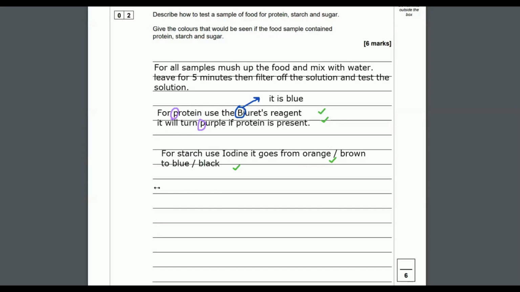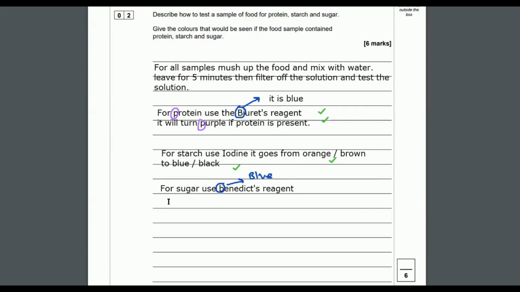Now the sugar is slightly more complicated. For sugar, we use something called the Benedict's test, or Benedict's reagent. You can say do the Benedict's test, do the Benedict's. Now, just like Biuret's, handily for us, Benedict's begins with a B and it's blue. If you want to say what color it is at the start, normally they don't give you marks for saying what color it is at the start. They want to know the color it goes with a positive result. But anyway, it's blue and it begins with a B.